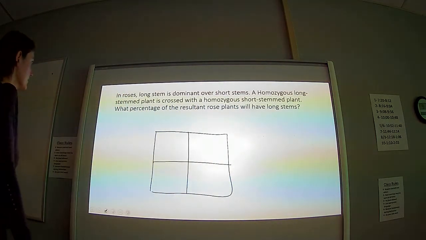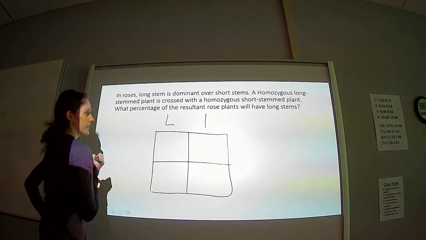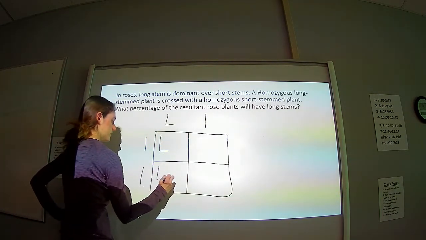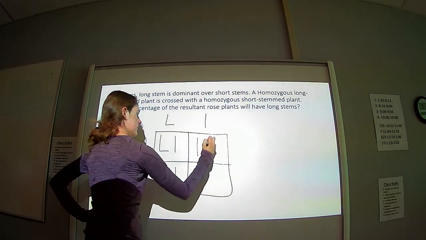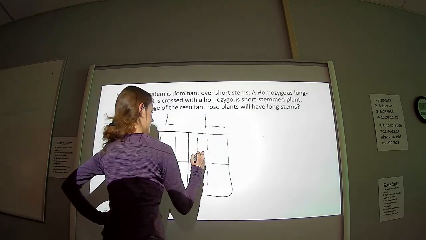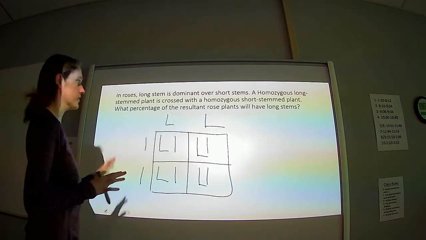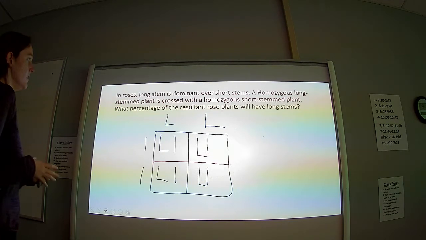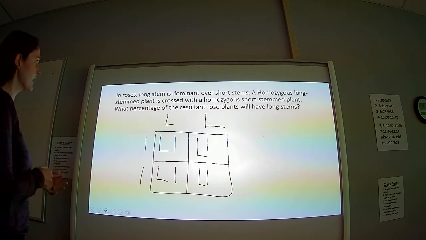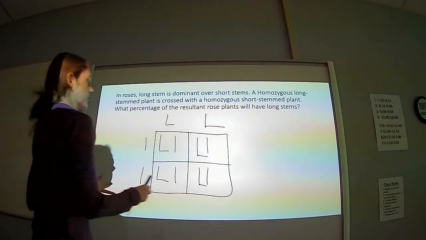I have a homozygous long-stemmed plant. So I'm going to use capital L's and lowercase l's. And a homozygous short-stemmed plant. Oversight on my part. That should have been a capital L. I've made it heterozygous in the beginning. So whenever you do your Punnett square, you're going to end up with all of them being heterozygous. Because this is a complete dominance trait, 100% are going to have long stems.